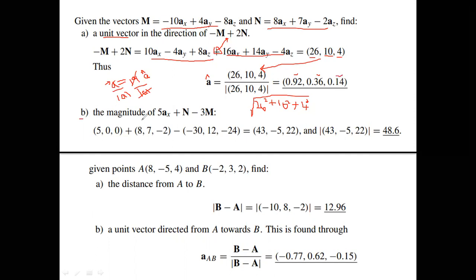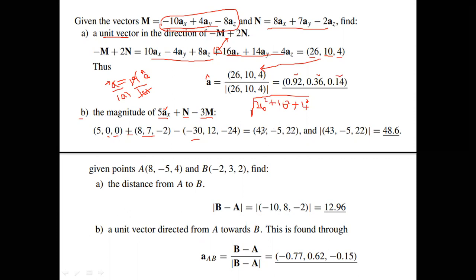Similarly, the second part is the magnitude of 5ax plus n minus 3m. So first we have to multiply 5 with ax. There is no y and z component, so the y and z components will be 0. So we multiply 5 with the x component only. So 5, 0, 0 plus n, which is given here, and minus 3m. So we will multiply 3 with this m vector: minus 30, 12 and minus 24. So after adding we will get 43, minus 5, 22.